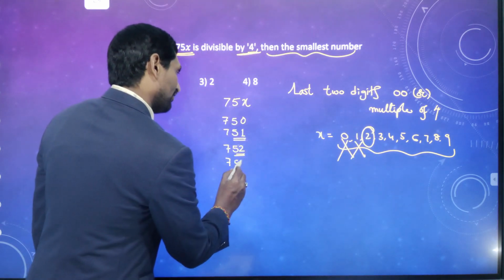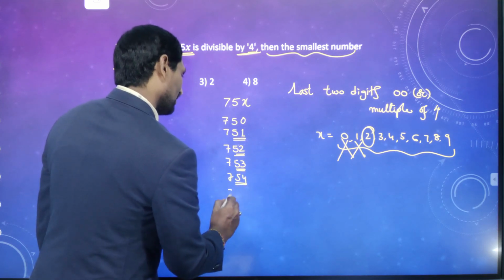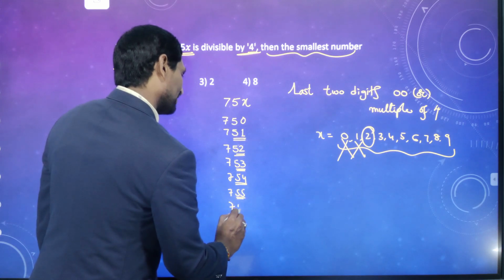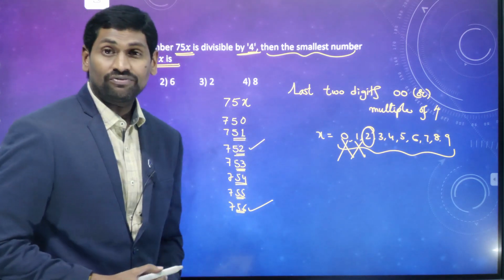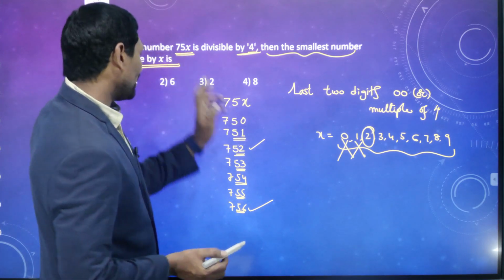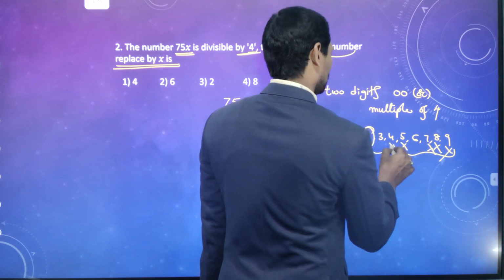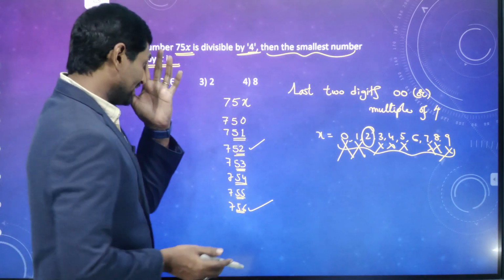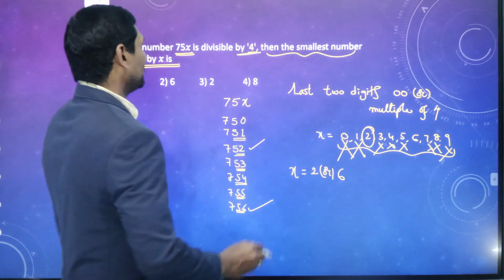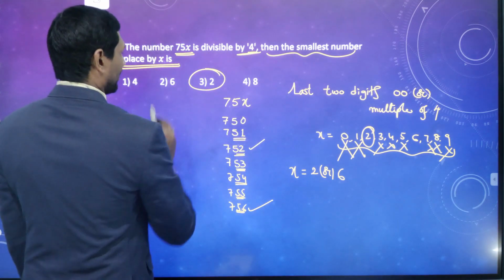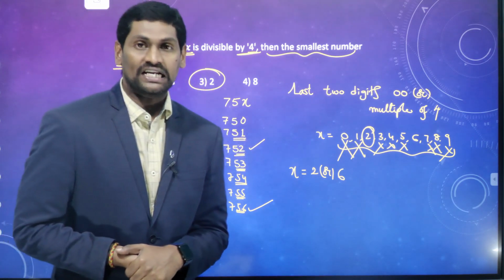And 753, 53 is not a multiple of 4. 54 is also not a multiple of 4. 55, not a multiple of 4. 56, yes, it is a multiple of 4. So among these, 752 and 756 are the chances, x value as 2 and 6. Then 7, 8, 9 also won't work out. So in the place of x, there are 2 chances. x can be 2 or 6. According to the question, the smallest number replaced by x, the smallest among 2 and 6 is 2. Our option is 3. The third option will be the right answer. Okay.